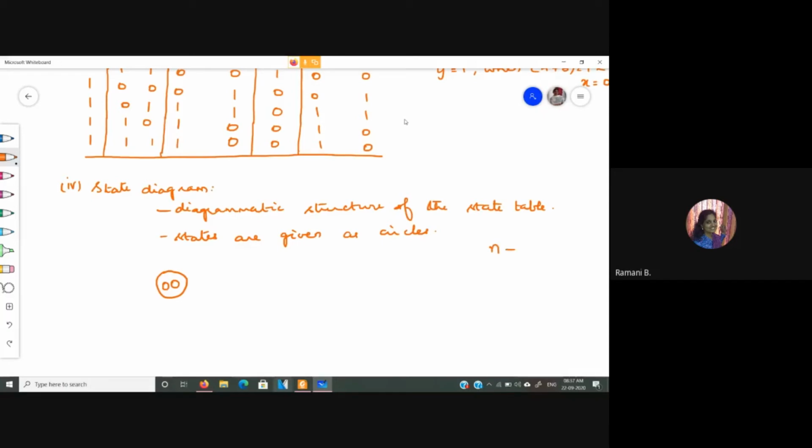So for n flip-flops, the possible states are 2 to the power n. Have that in mind. So these are 0 0, 0 1, 1 0, and 1 1. You can write this according to our convenience. No mistake in it.